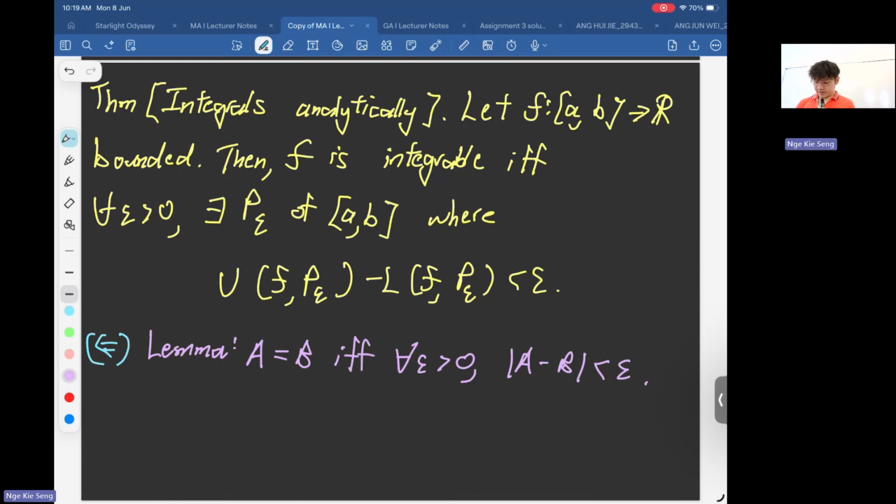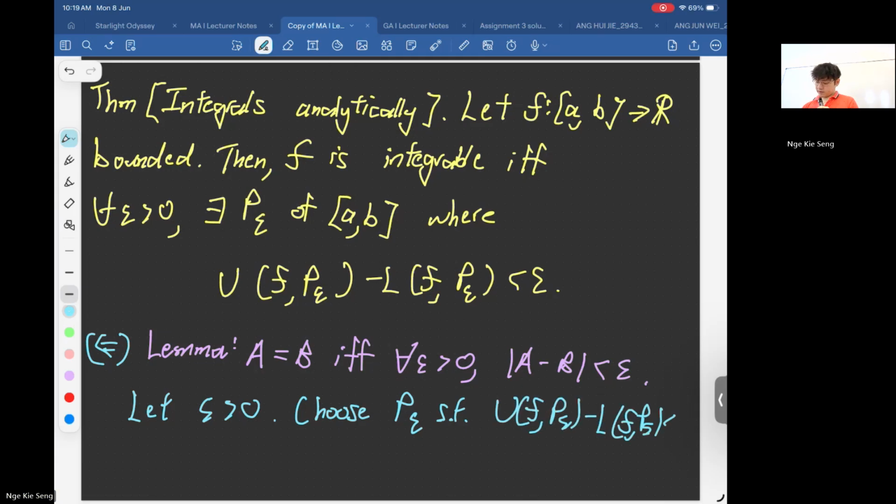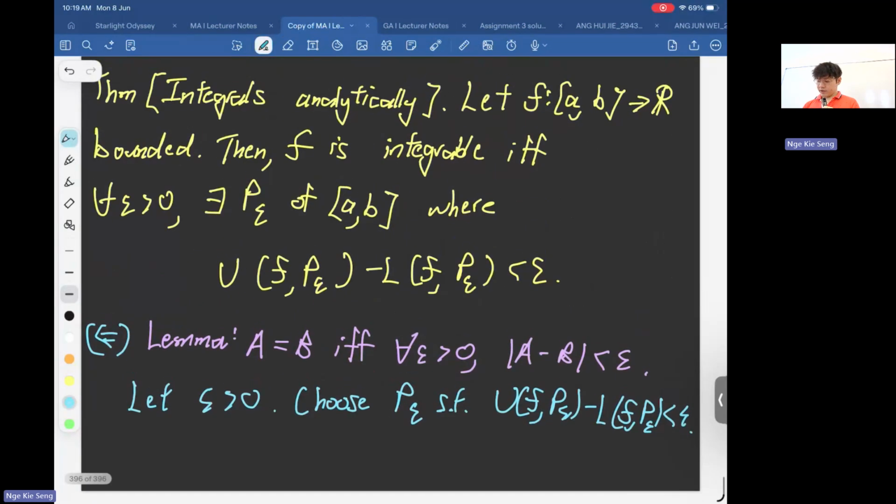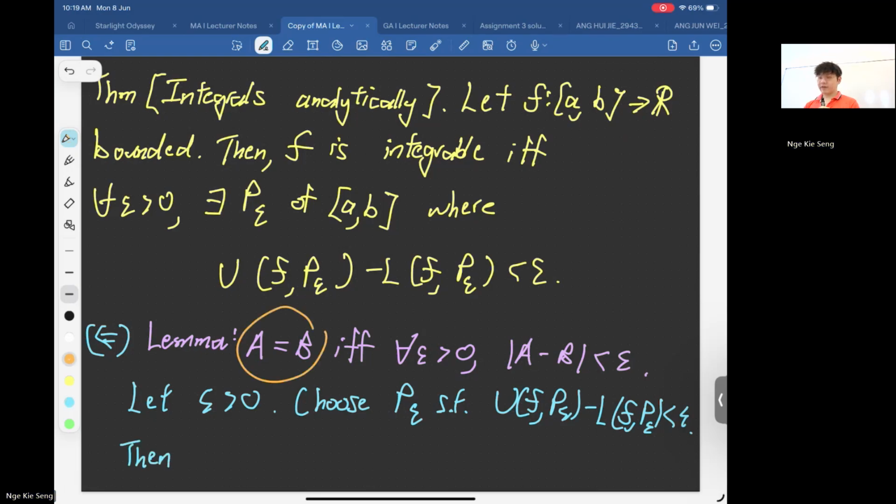So we're going to use this. Let epsilon be greater than 0. Then we simply choose P epsilon such that UF(P epsilon) minus LF(P epsilon) is less than epsilon. So then we do this lemma trick. To get this left-hand side, I need this right-hand side, so that's why I pick a P epsilon here. Then we compute the difference between UF and LF.